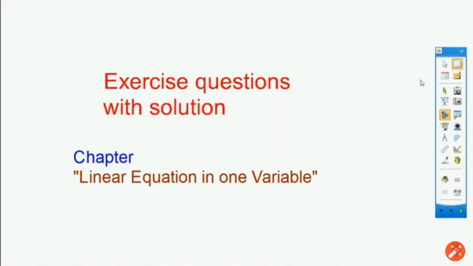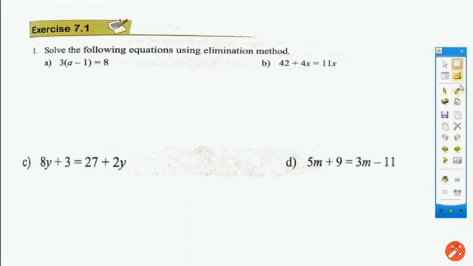Now we will attempt exercise questions with solutions. Here I have taken some questions from the NCERT book, exercise 7.1. The first question is: solve the following equations using the elimination method.